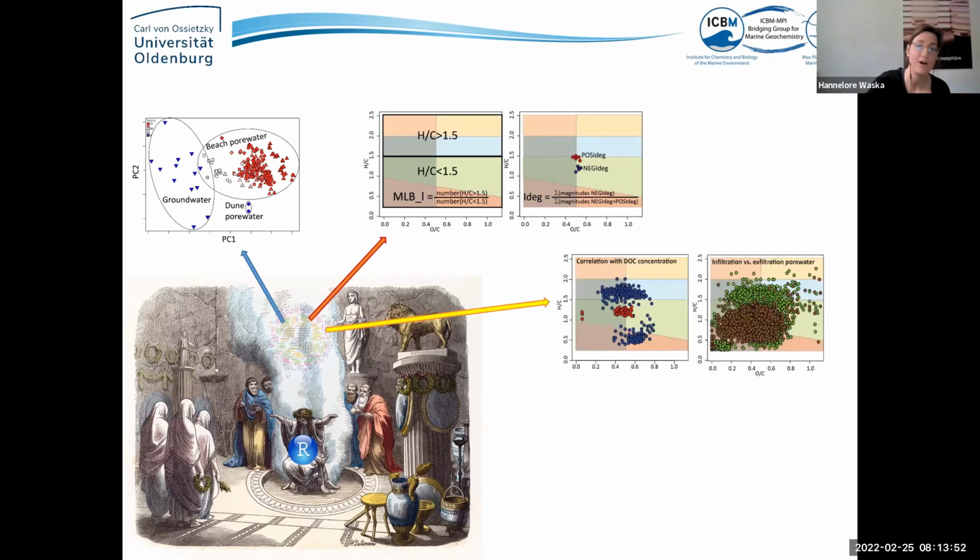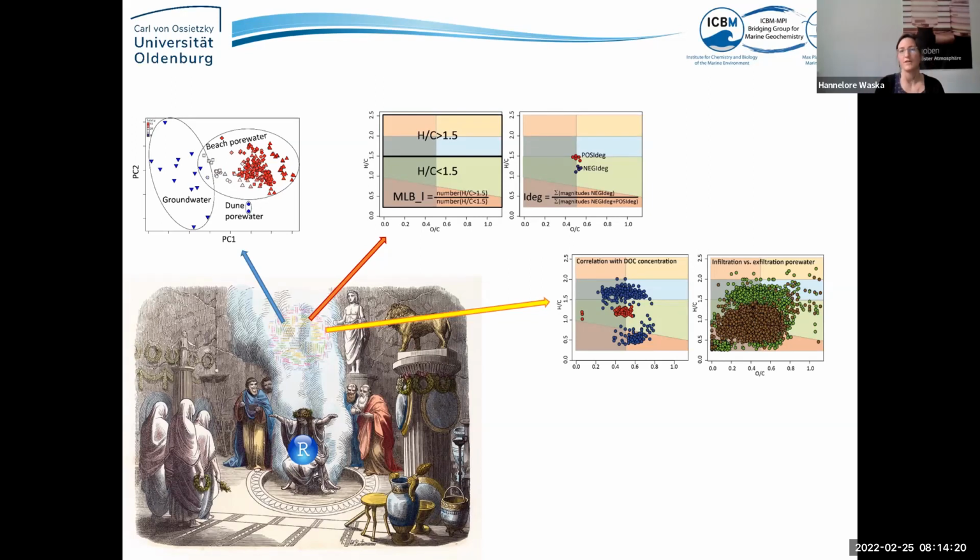There are also other ways how we can look at our data. We can correlate the relative abundance of our formulas with DOC concentration or with any other environmental parameter to see how different environmental variables are connected to different types of molecules. Is there a molecular fractionation based on different types of environmental compartments? So this is one possibility. And we can also do group-wise comparisons.